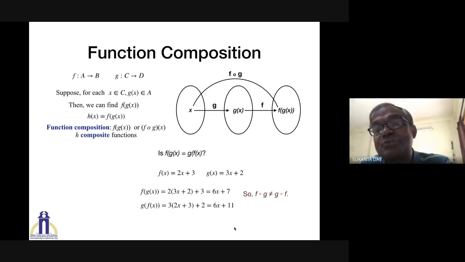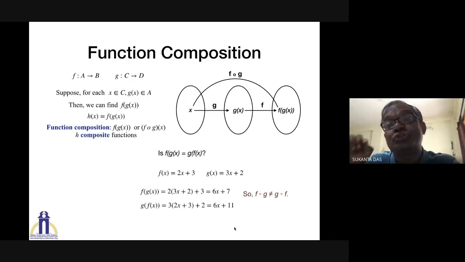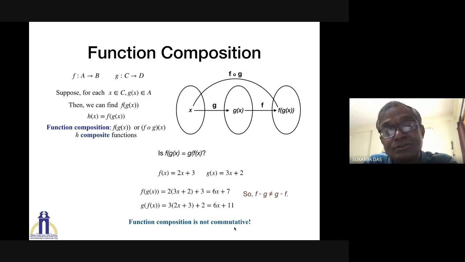So f compose g is not equal to g compose f in general. Sometimes they may be equal, but in general they are not the same. Therefore, how I am applying the functions matters. The sequence of application matters. So therefore, function composition is not commutative, right?